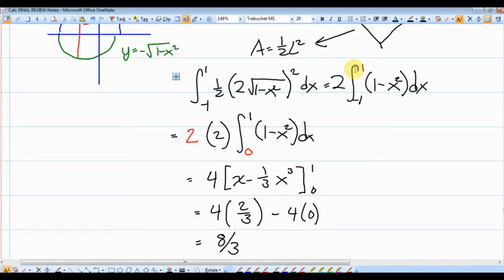So in your words, would it sound like the cross section is a rhombus? Or something? The cross sections are squares whose diagonals run from semicircle to semicircle.